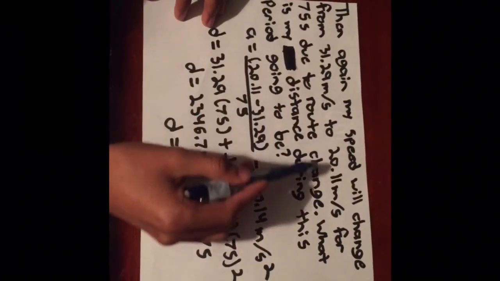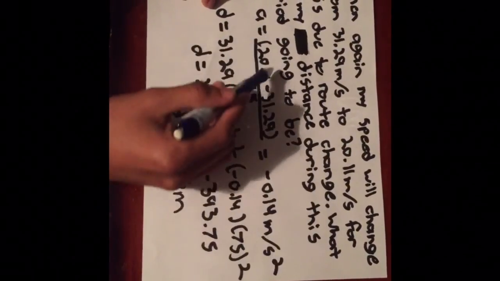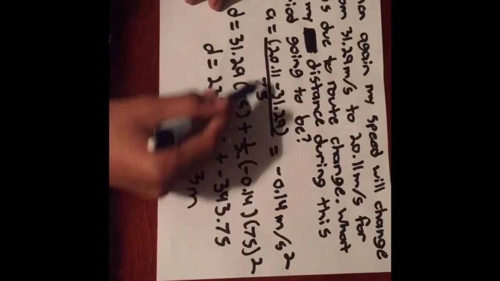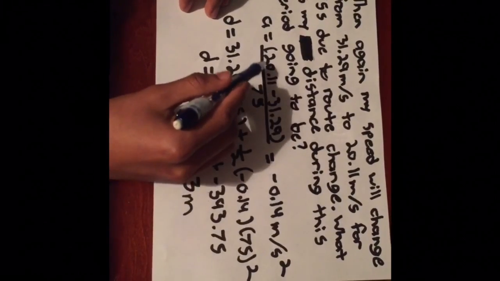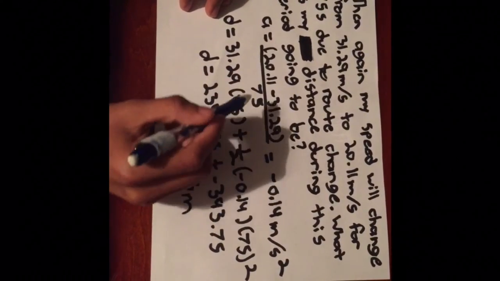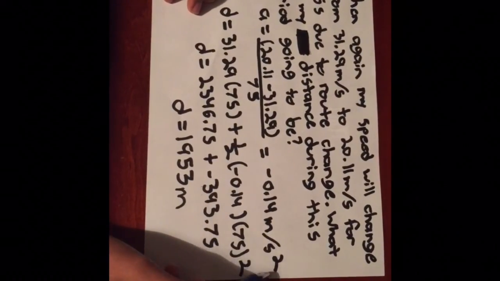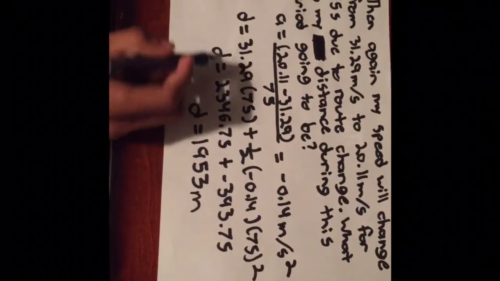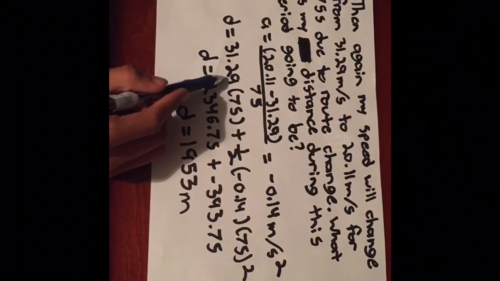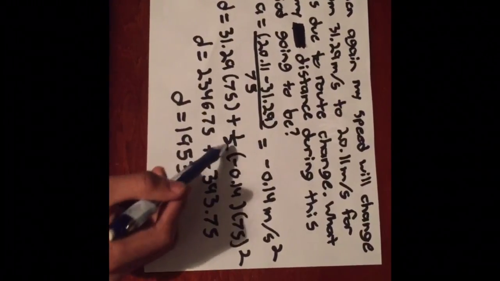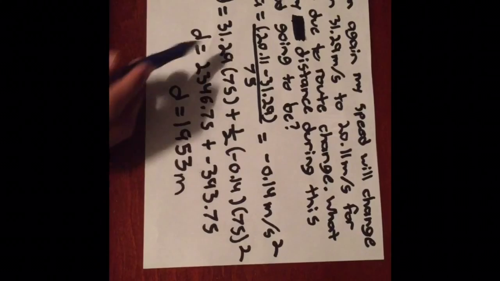And then again, my speed will change from 31.29 meters per second to 20.11 meters per second for 75 seconds due to the route change, because I'm gonna have to change routes. What is my distance during this period going to be? To solve for acceleration, we have both final velocity and initial velocity. 20.11 minus 31.29 divided by 75 equals negative 0.14 meters per second squared because you decreased the speed. And for distance, you solve again with initial velocity 31.29 times time 75 plus 1/2 times acceleration negative 0.14 times 75, which is time, to the power of 2.